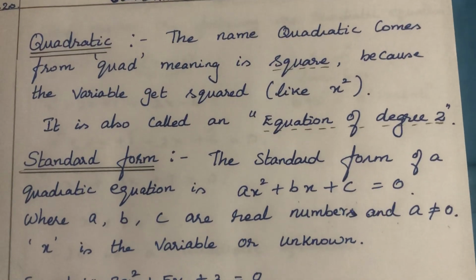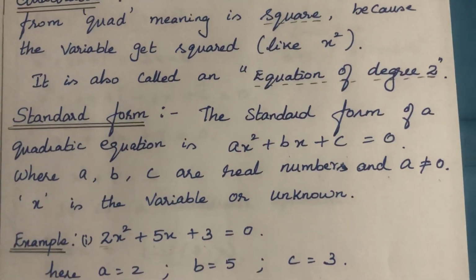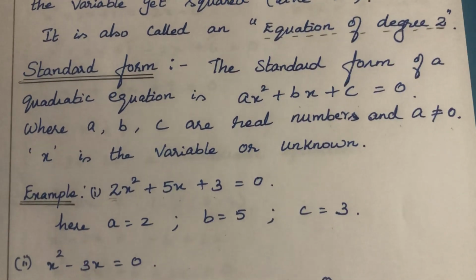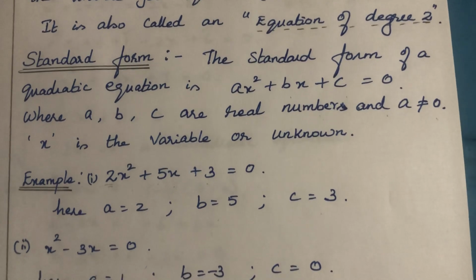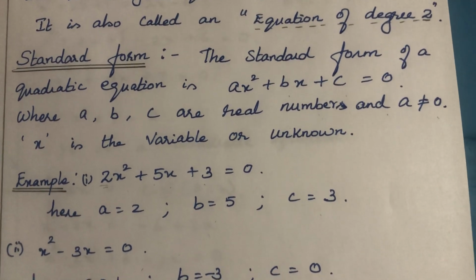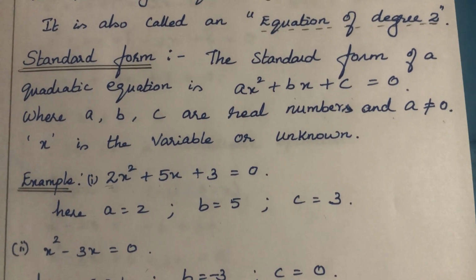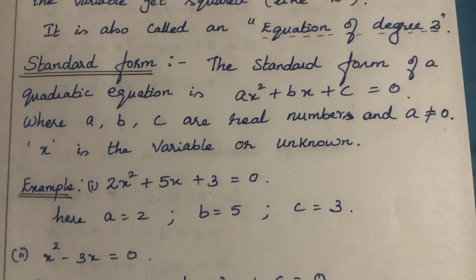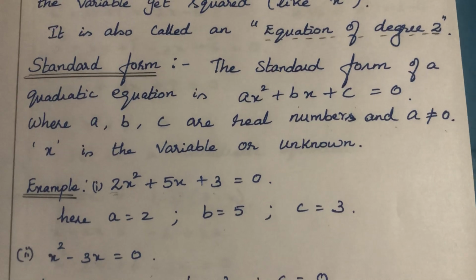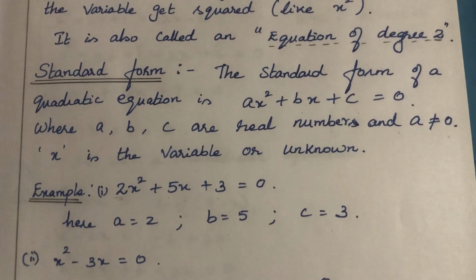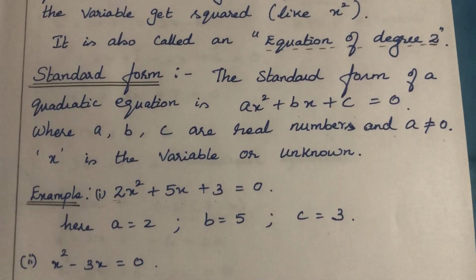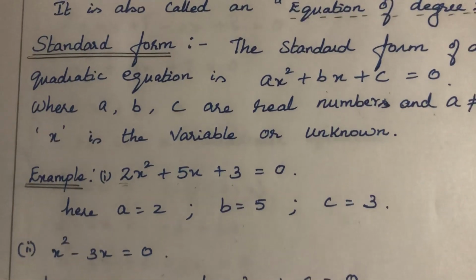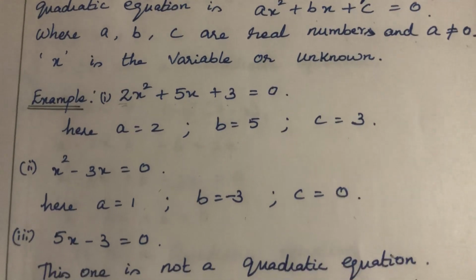The standard form of quadratic equation is ax square plus bx plus c equal to 0, where a, b and c are real numbers and a is not equal to 0. In case a is equal to 0, then the quadratic equation will become a linear equation, where x is the variable or unknown. Let us go through a few examples.